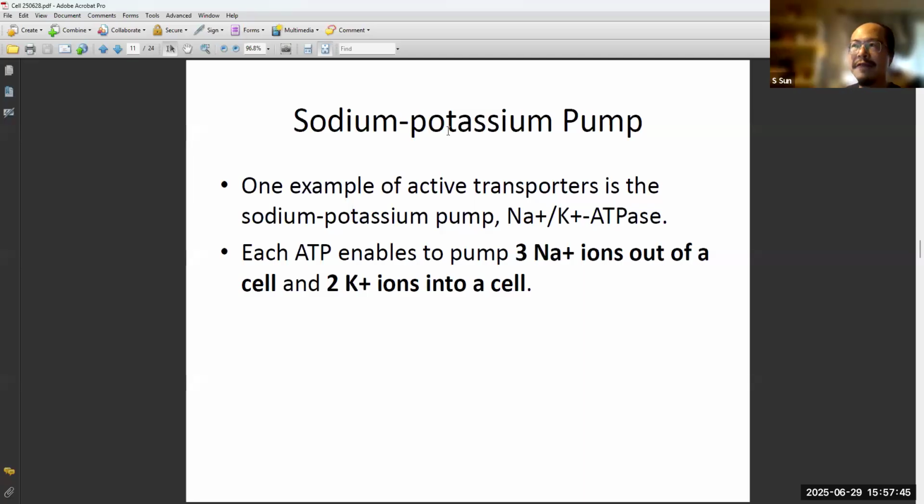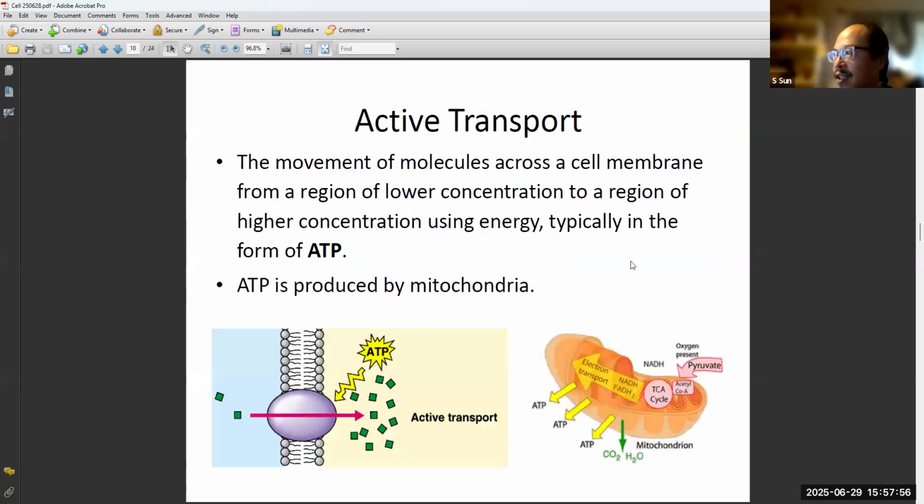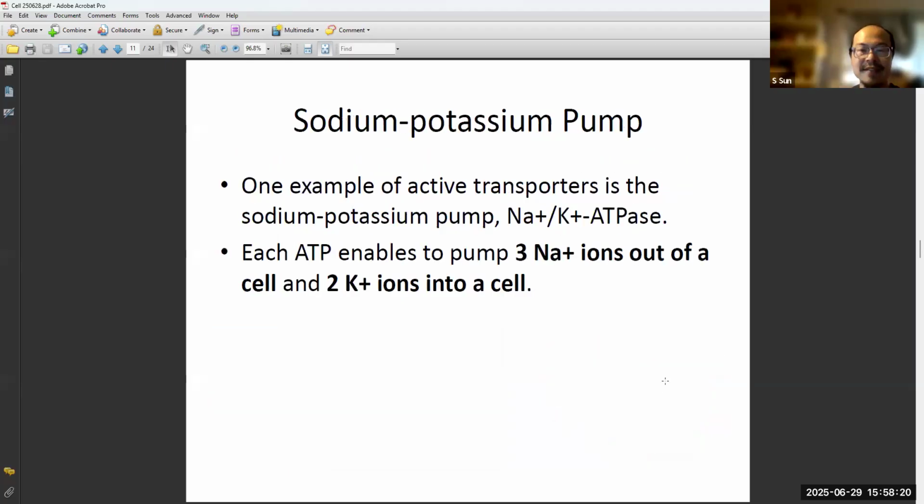So what is it? First, it requires ATP. That's why your cell needs to produce the ATP. And that's why your mitochondria is important. You need to eat. Pyruvate comes from the glucose, goes through the TCA cycle, and then produces ATP. You also need oxygen. You will breathe out CO2. So that's that. This pump needs ATP.